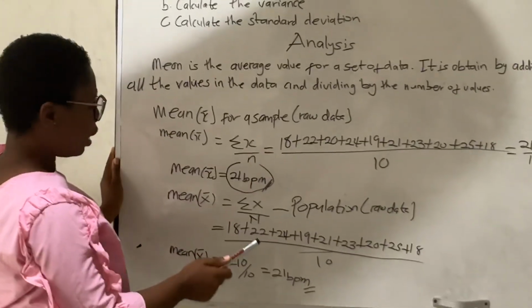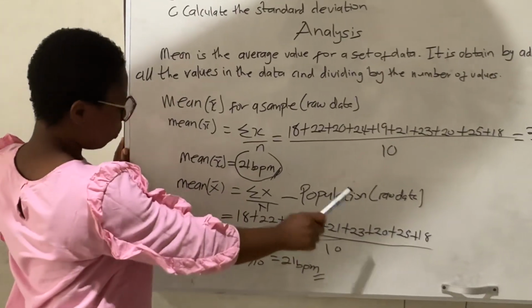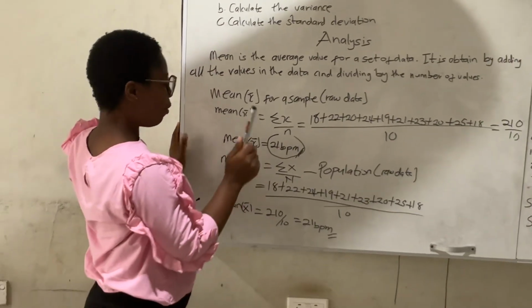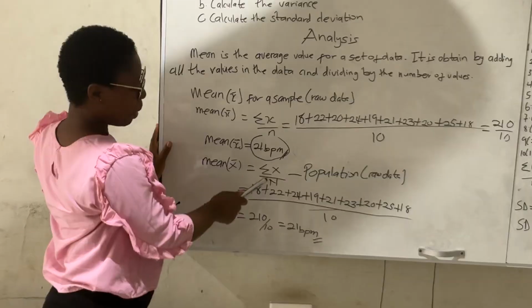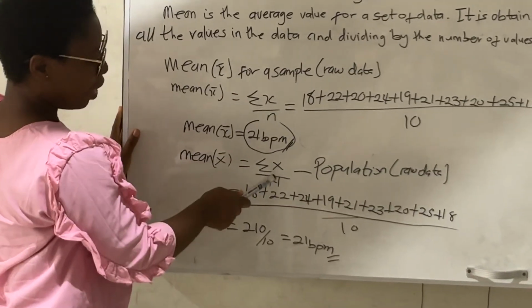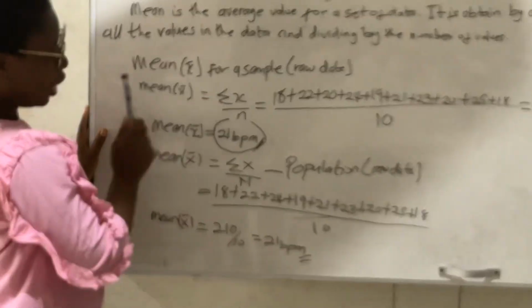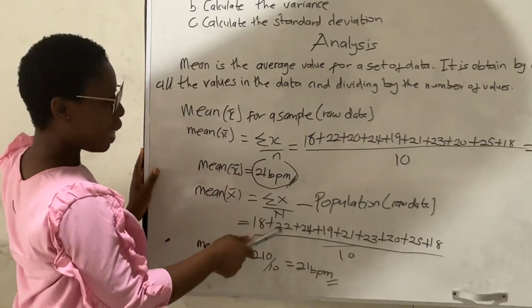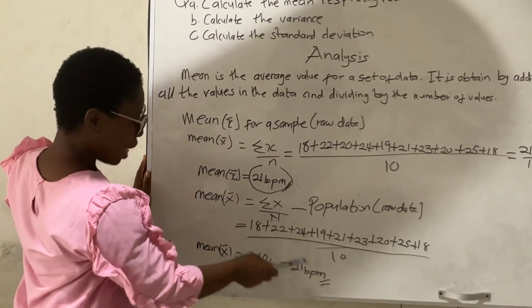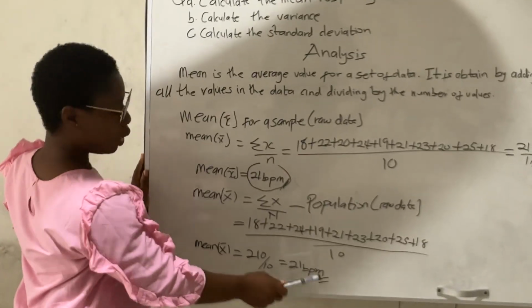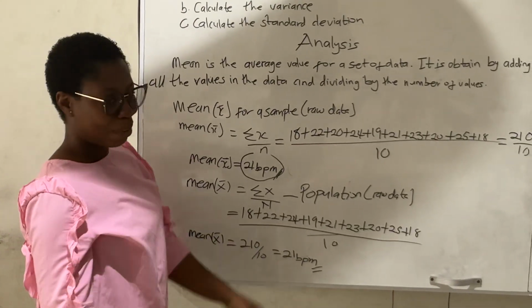And in calculating for mean for population data, the formula is basically the same, but the letters in the formula are capital. If you interchange them, you will be marked accordingly. So you have to keep note of your formula. And the answer will give us the same 21 breaths per minute.